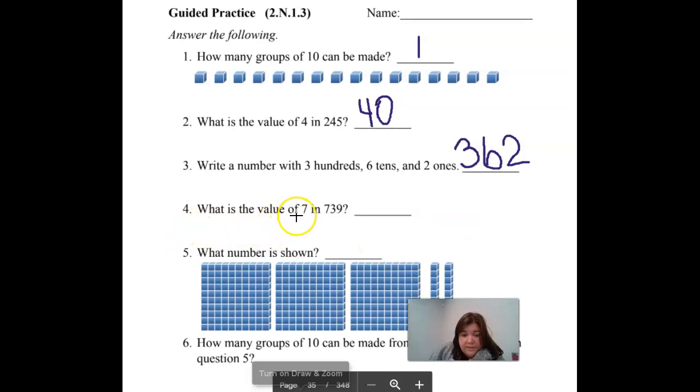What is the value of 7 in 739? Pause the video and write it on your whiteboard. And then unpause the video and check your answer. Okay, do you have the answer? The value of 7, remember it's in the hundreds place, so it will be 700.